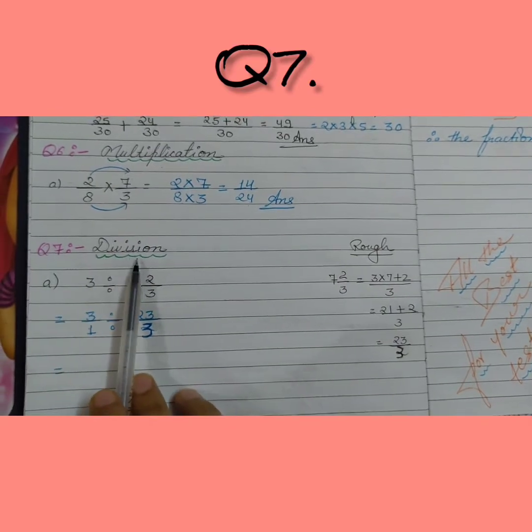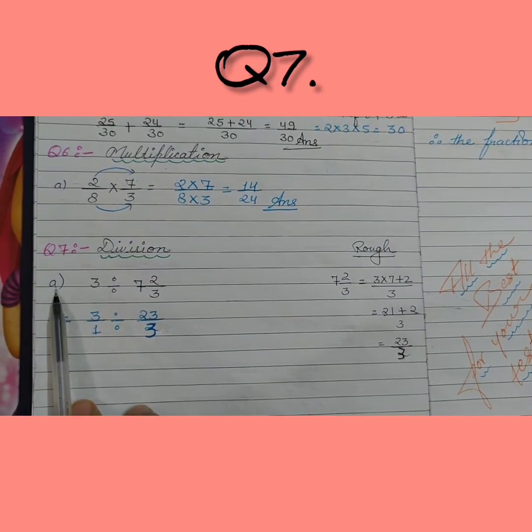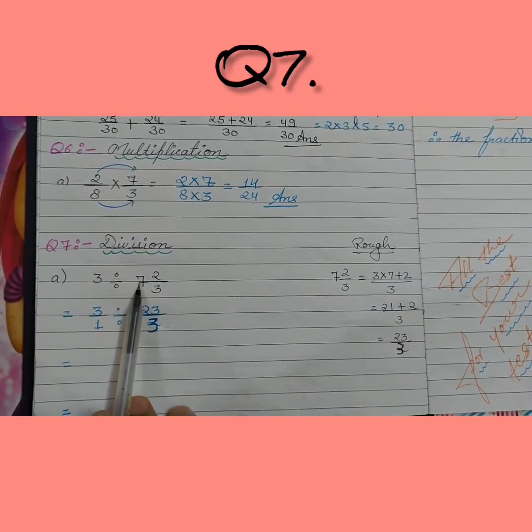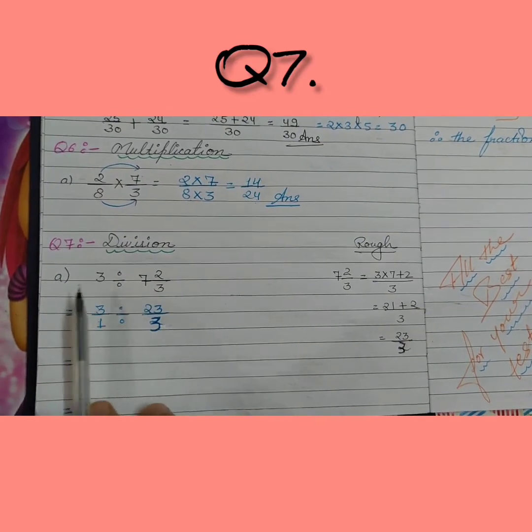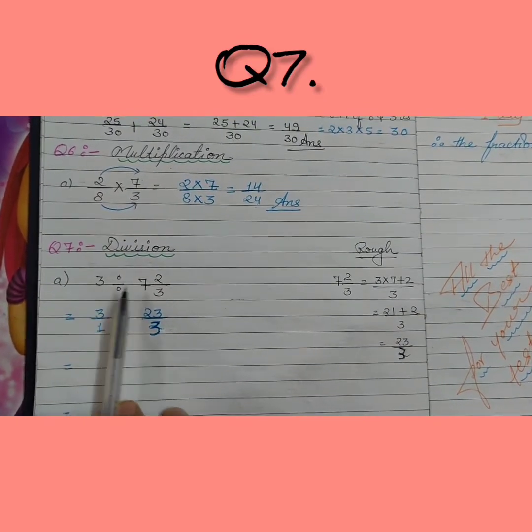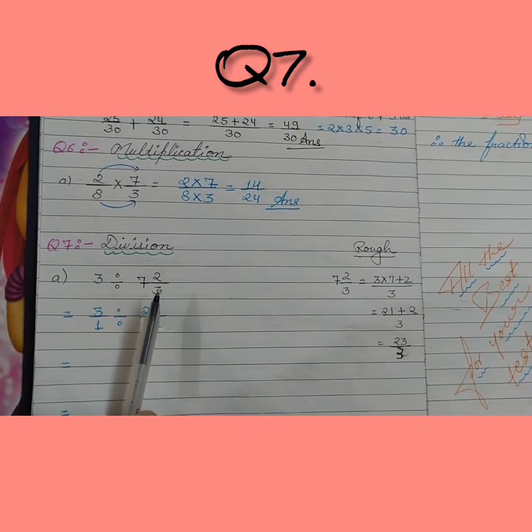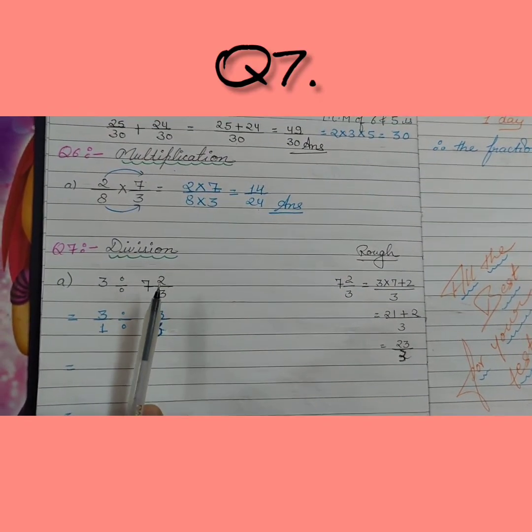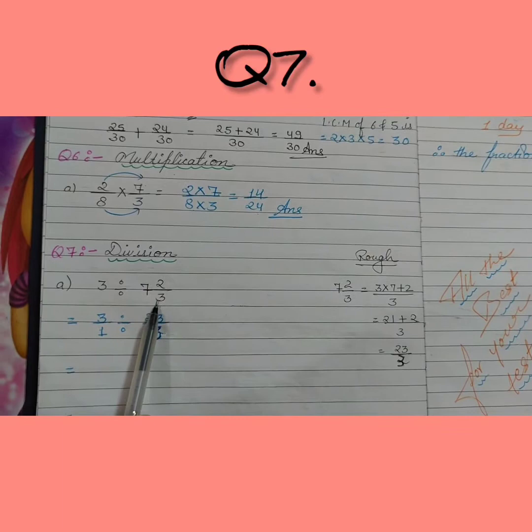So our answer is 14 upon 24. Now question number 7. Division. A part. 3 divided by 7, 2 upon 3. In this question you can see 3 is a whole number and 7, 2 upon 3 is a mixed fraction. So first convert this mixed fraction into an improper fraction.